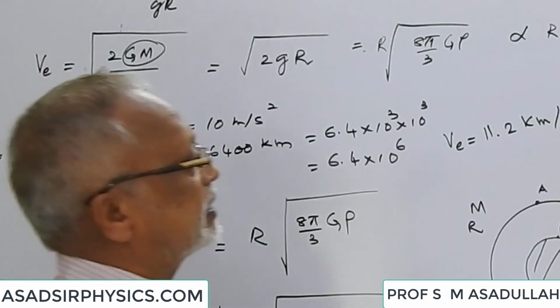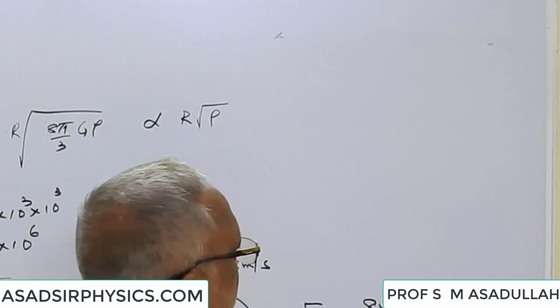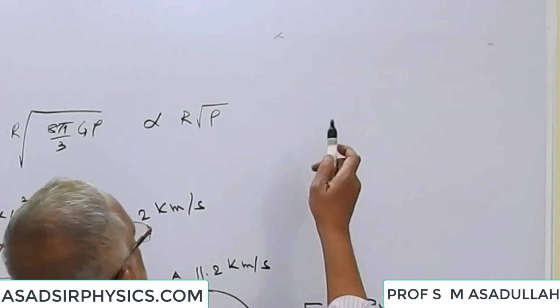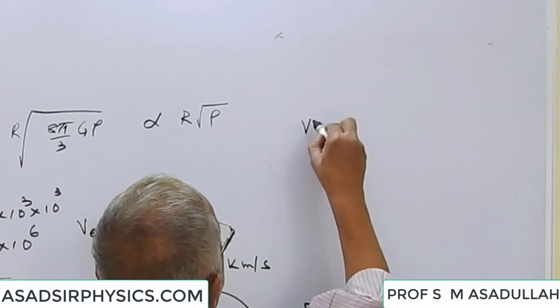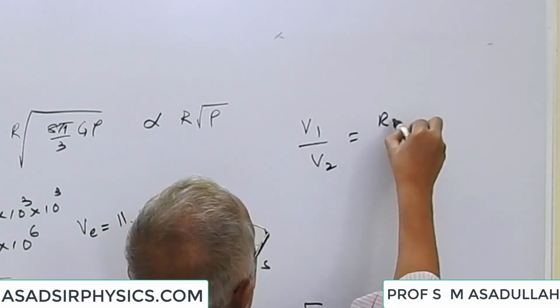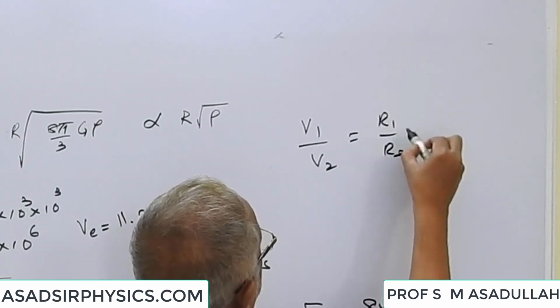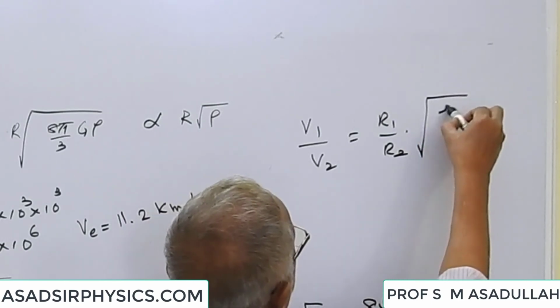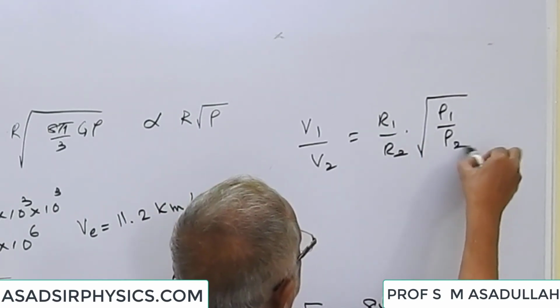Sometimes it may be given like this. Two planets have radii r1 and r2 and densities ρ1 and ρ2. Then v1 by v2 is equal to r1 by r2 times root of ρ1 by ρ2.